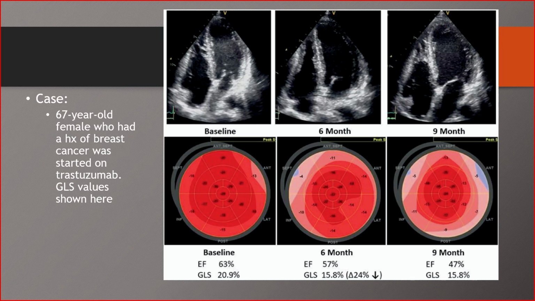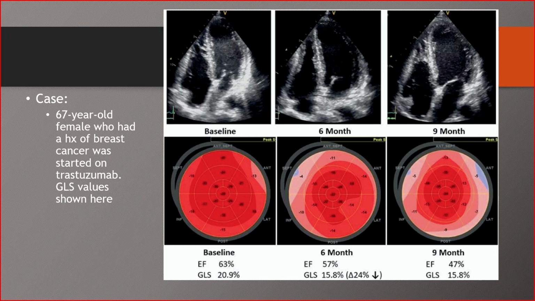6 months after that, the patient was still feeling fine, and she had an echocardiogram which showed her EF to be still reasonably okay. It was 57%, but you can see that her GLS had dropped from 21% to 16%, and when you calculate the delta, that is equivalent to 24%, which according to our guidelines should alarm you to early contractile dysfunction.